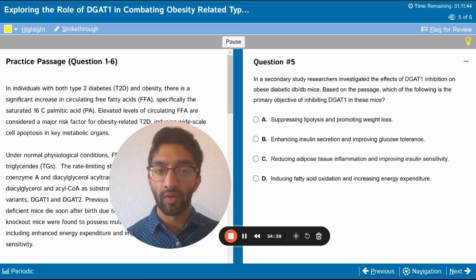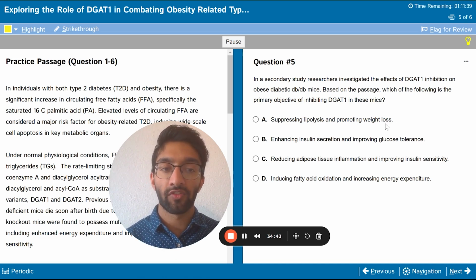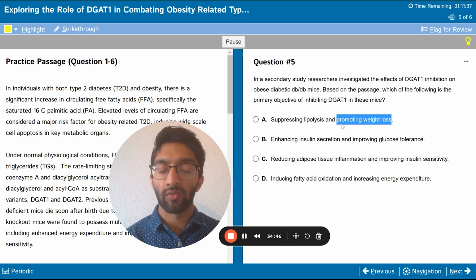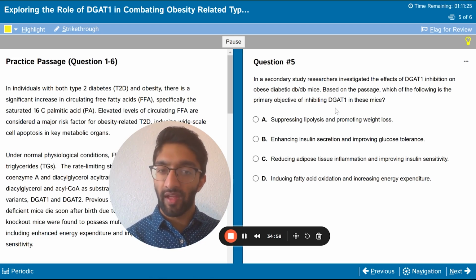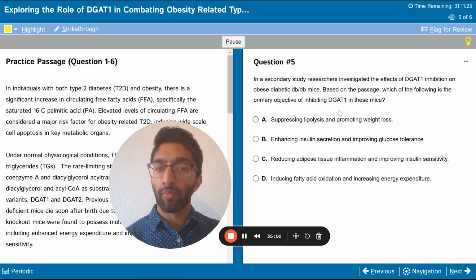What I mean by this, when we look at answer choice A, if we suppress lipolysis and promote weight loss, well, yeah, we would want to promote weight loss. Wouldn't that help with diabetes or obesity? Yes, but two things. First of all, lipolysis is the breakdown of fat. If you stop the breakdown of fat, that would just mean you're building up fat. I don't think that would necessarily promote weight loss. So for this reason, I think that doesn't actually make logical sense here.